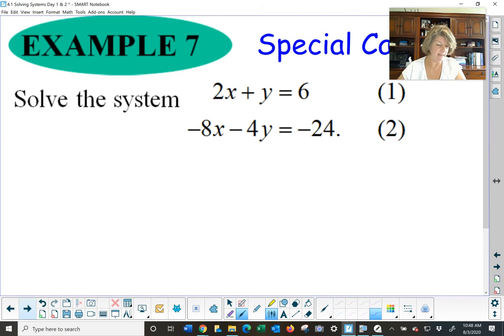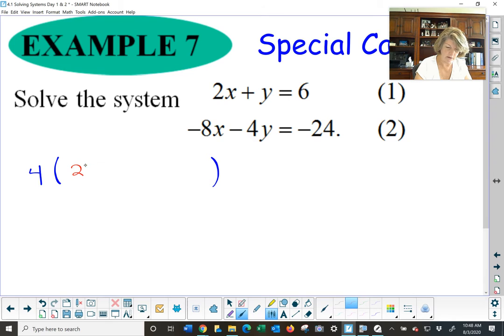Okay, example 7. These are some special cases. 7, 8, and 9 are all kind of special cases, so watch what happens here. Solve the equation. Well, just glancing it over, if I multiplied by 4 here, I could create an 8, and 8 with negative 8 would eliminate. So I think that's what I'm going to do. I'm going to take equation 1 and multiply it by 4.